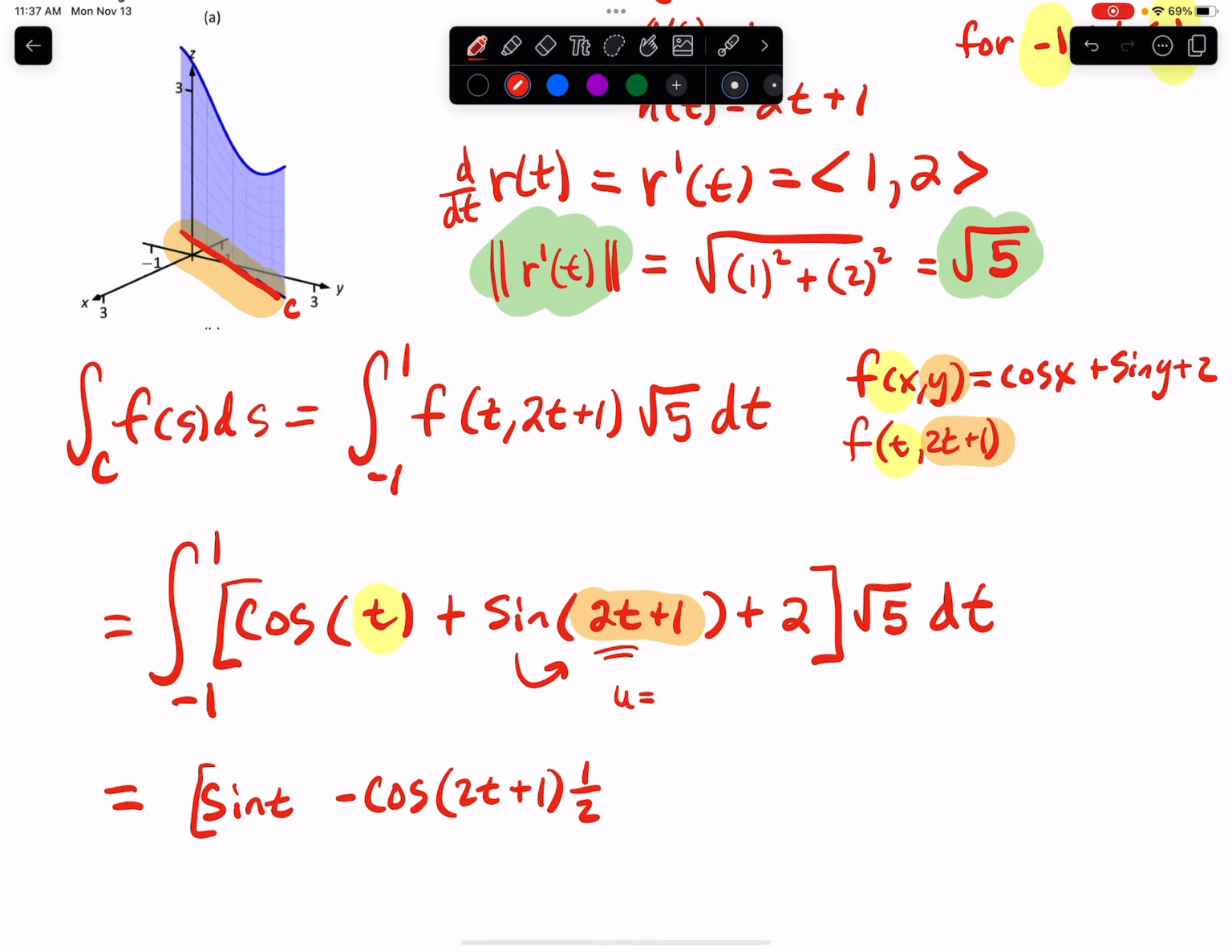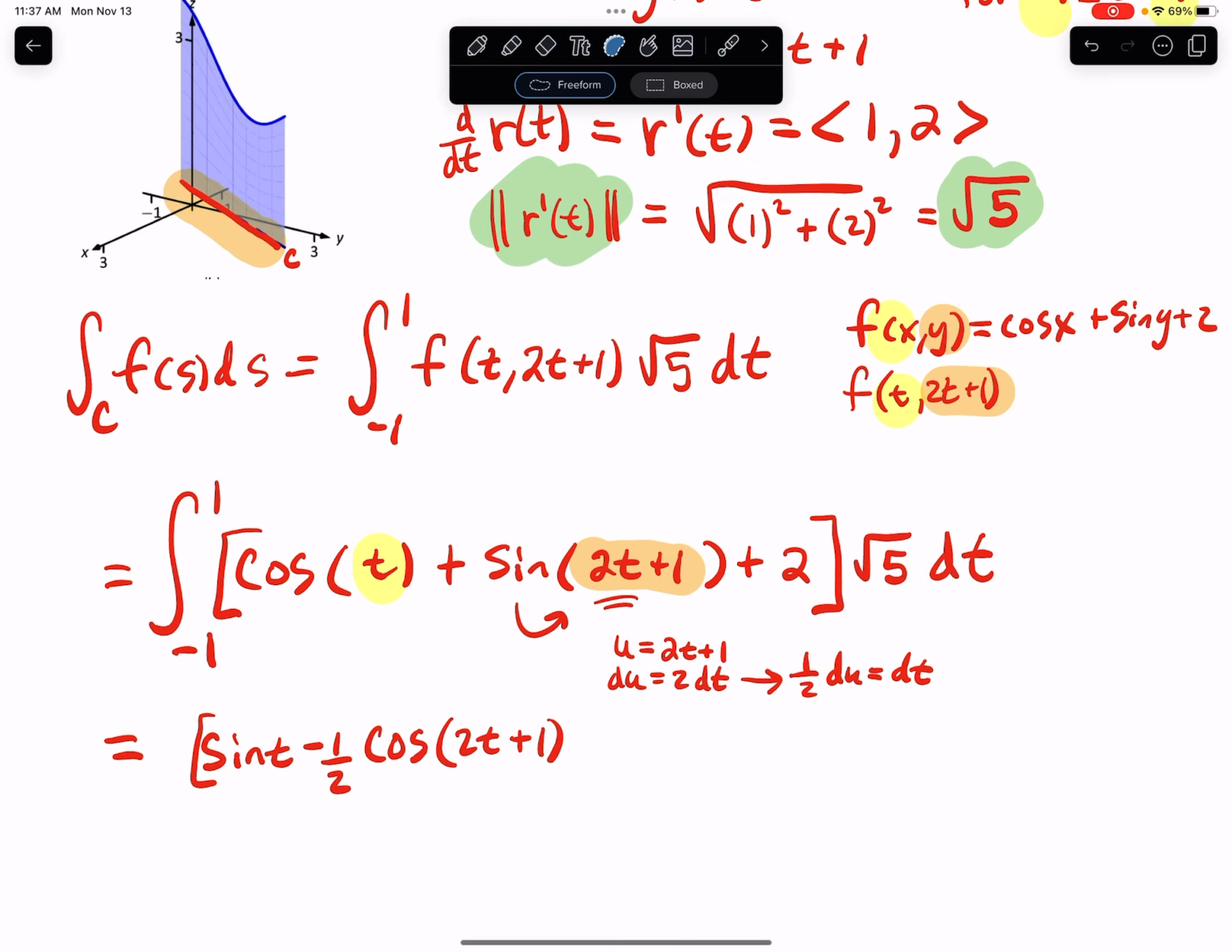If this is too much for you, do a u sub here. And then du gets you 2 dt. And then that tells you 1/2 du equals dt. And you can go from there and you see you get the 1/2. Okay? So technically, pull that 1/2 out front like that.